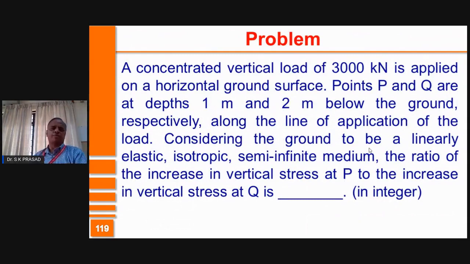Let me take you on to another problem here. A concentrated vertical load of 3000 kilonewtons is applied on a horizontal ground surface. A load of 3000 kilonewtons, concentrated force, point load is applied. 2 points, P and Q, are at depth 1 meter and 2 meter exactly below the load at the ground level, or below the ground level, along the line of application of the load. Considering the ground to be a linearly elastic isotropic semi-infinite medium, ratio of increase in vertical stress at P to increase in vertical stress at Q is what?